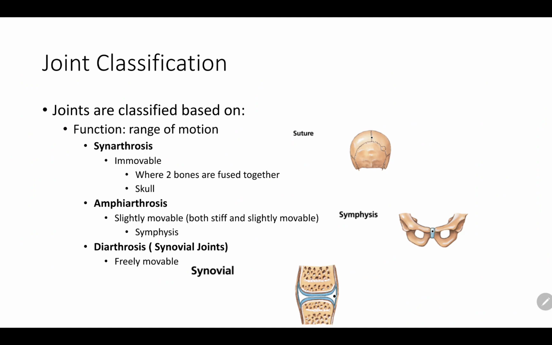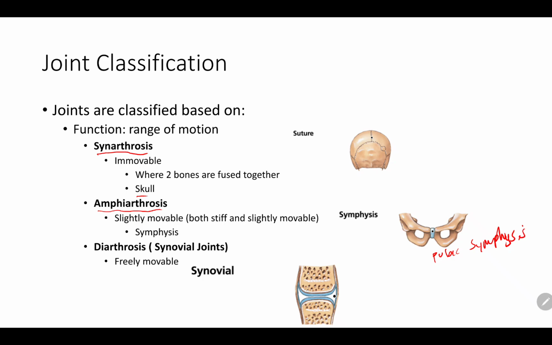And don't forget these joints, right? So we have synarthrotic joints. These are immovable, where two bones are fused together, such as your skull or like your teeth in your jaw. We have amphiarthrosis. That means that joint is slightly movable, right? So it's both stiff and slightly movable. I'll give you an example like the pubic symphysis, those synchondrosis type of joints.